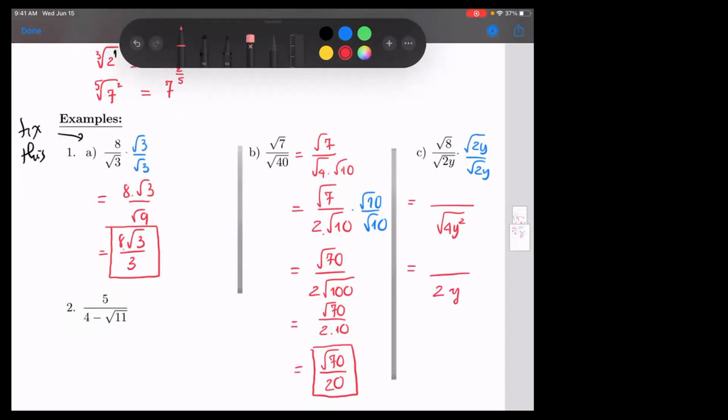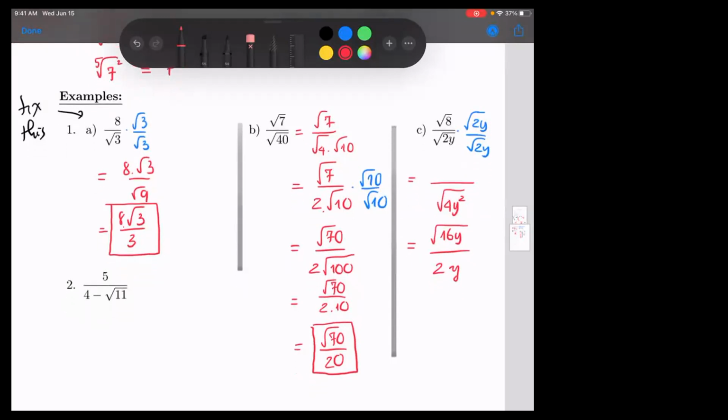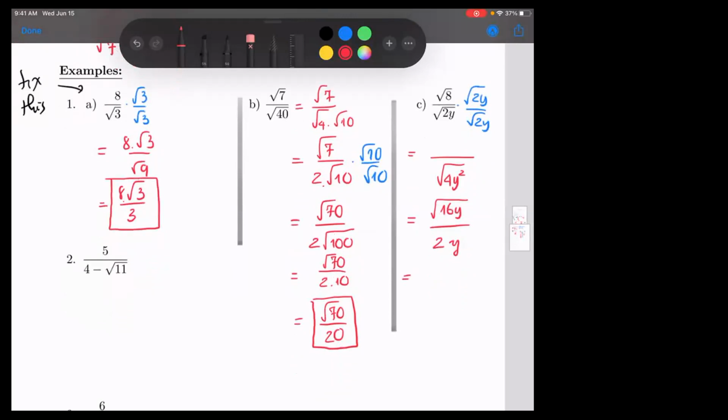Now the top, as long as you have the same index, which is they're both square roots here, you can multiply the inside. For multiplication and division, they're easy like that. So 8 times 2y is 16y, right? So square root of 16y. What's the square root of 16? 4. Square root of y is square root of y, right? There's nothing I can do about that, so leave it alone.